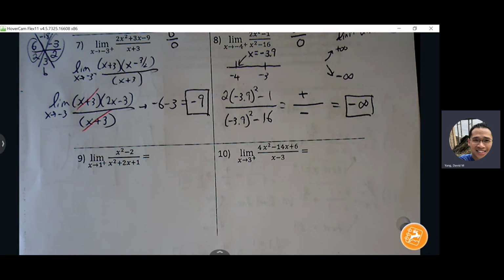Not true. It changed. So now there's a hole. Keep going, right? There's a limit waiting for us. Factor.